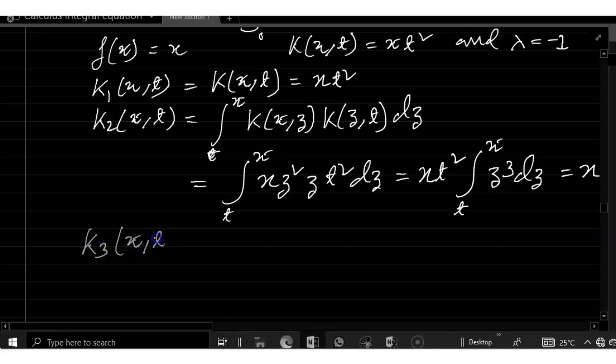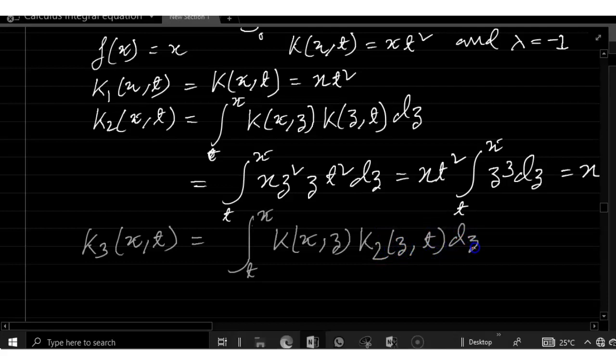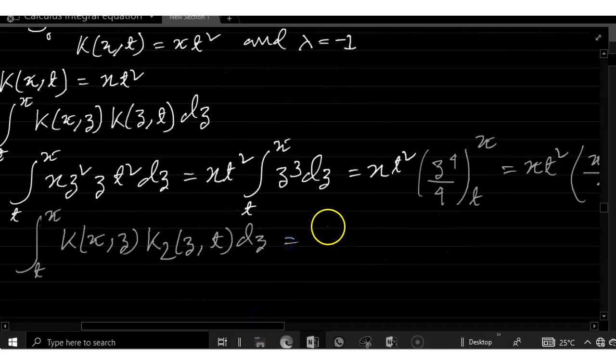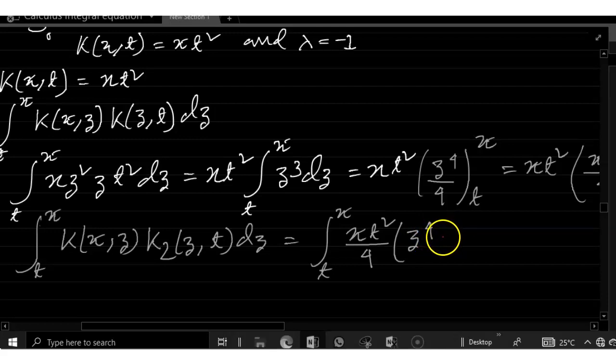k3(x,t) equals to integral of k(x,z) into k(z,t) dz equals to t x t x square into z to the power 4, t to the power 4 into z cube dz.